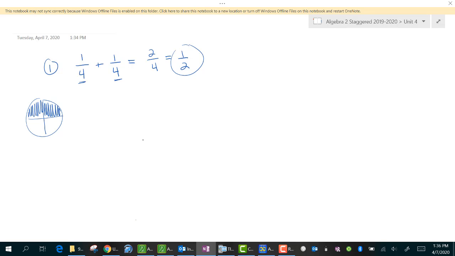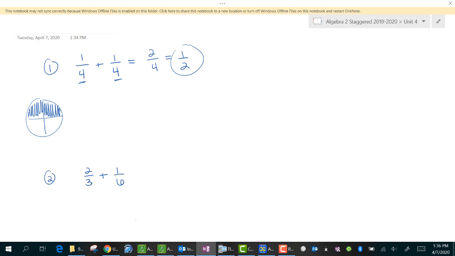But what happens when the denominators are not the same? I'm going to do a few examples where that's the case. My first one, let's do 2/3 plus 1/6. Now, we want to focus on making those denominators the same, ideally by doing as little work as possible.